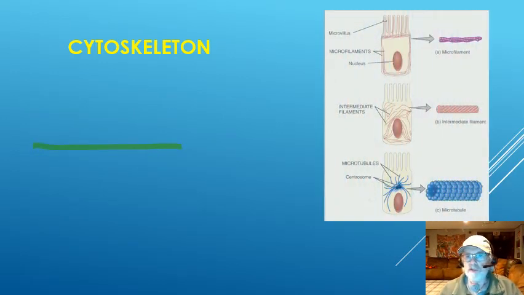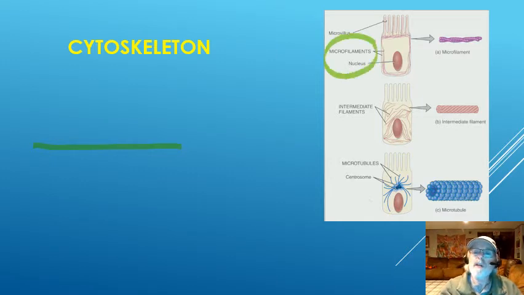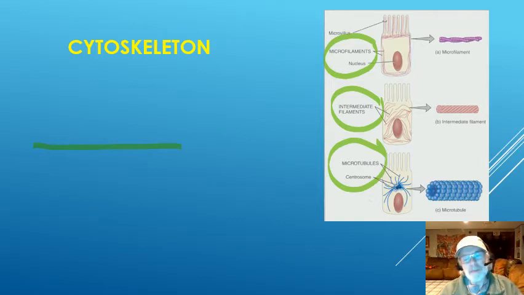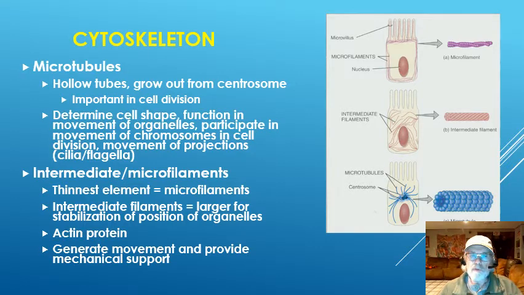Now, what do we have in the cytoskeleton? We have what are called microfilaments, intermediate filaments, and what are called microtubules. Okay, and we'll talk a little bit about them, because you don't see a whole lot of them when you look at the cell. These microtubules are basically hollow tubules. Here's a microtubule here.